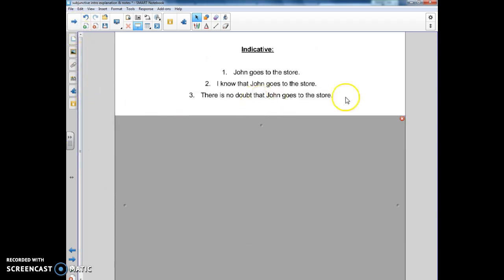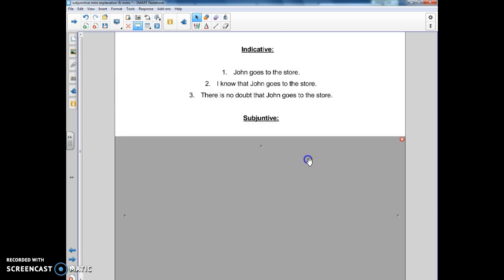So just some more examples of the indicative. John goes to the store. I know that John goes to the store. There is no doubt that John goes to the store. Okay, those are all examples of factual sentences.